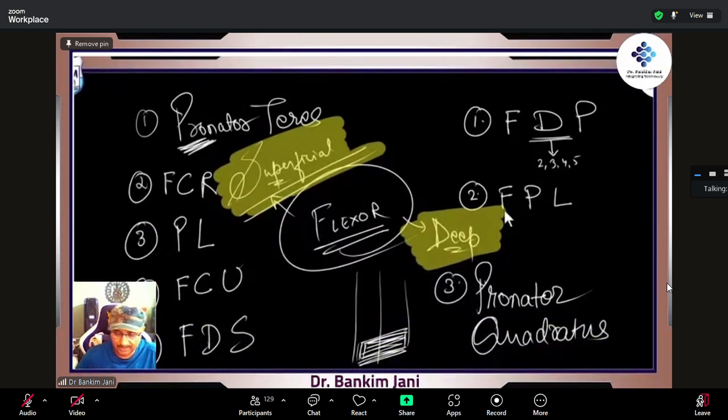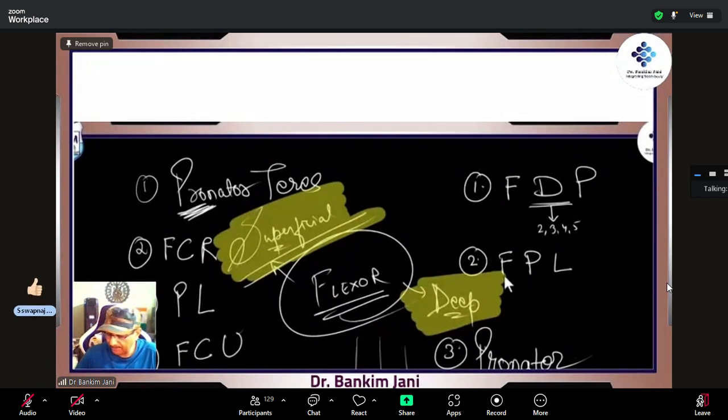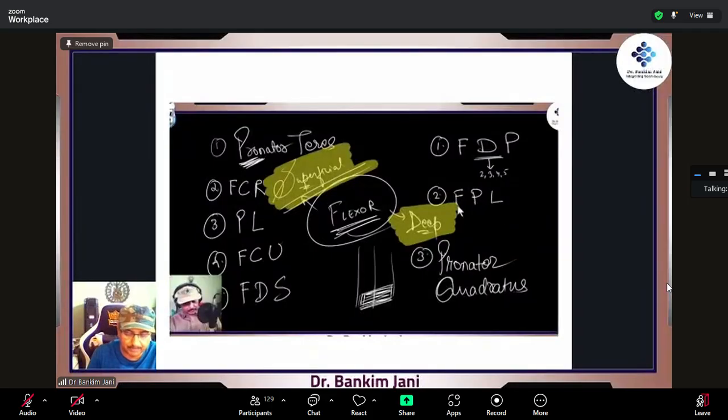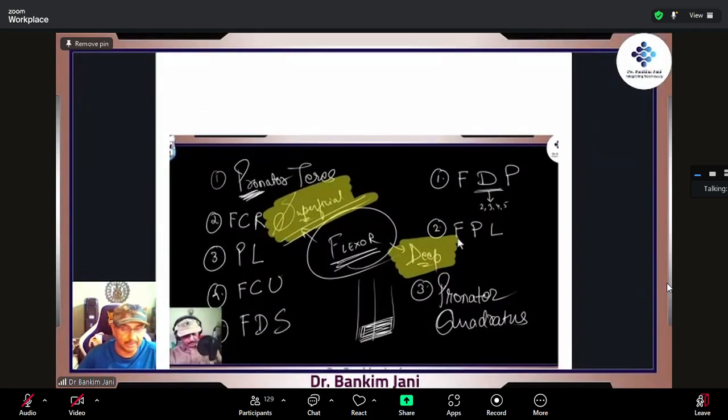So we start with this. This will be a sort of revision. We talked about the flexor component in the forearm. In the forearm, we said there are 1, 2, 3, 4, 5. How to remember those 5? That is with the help of this, right?